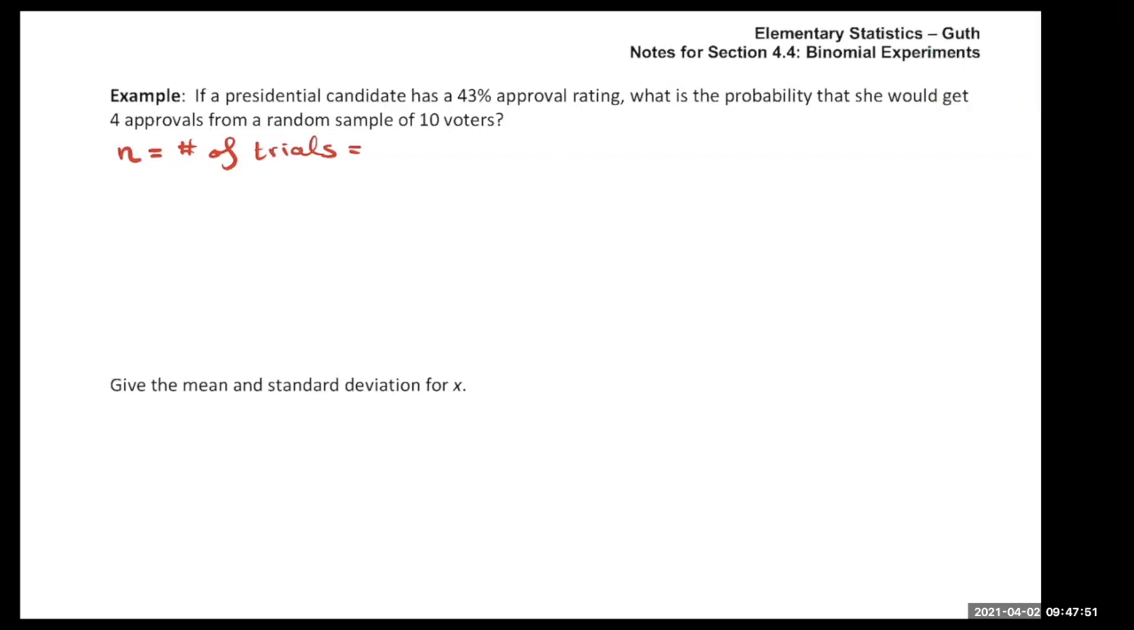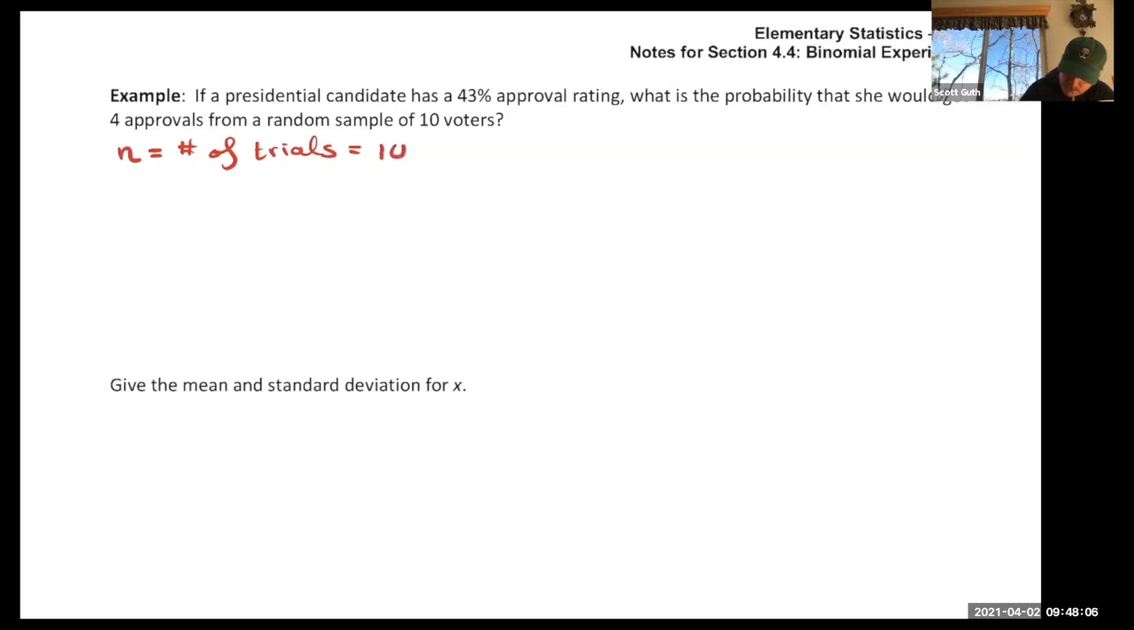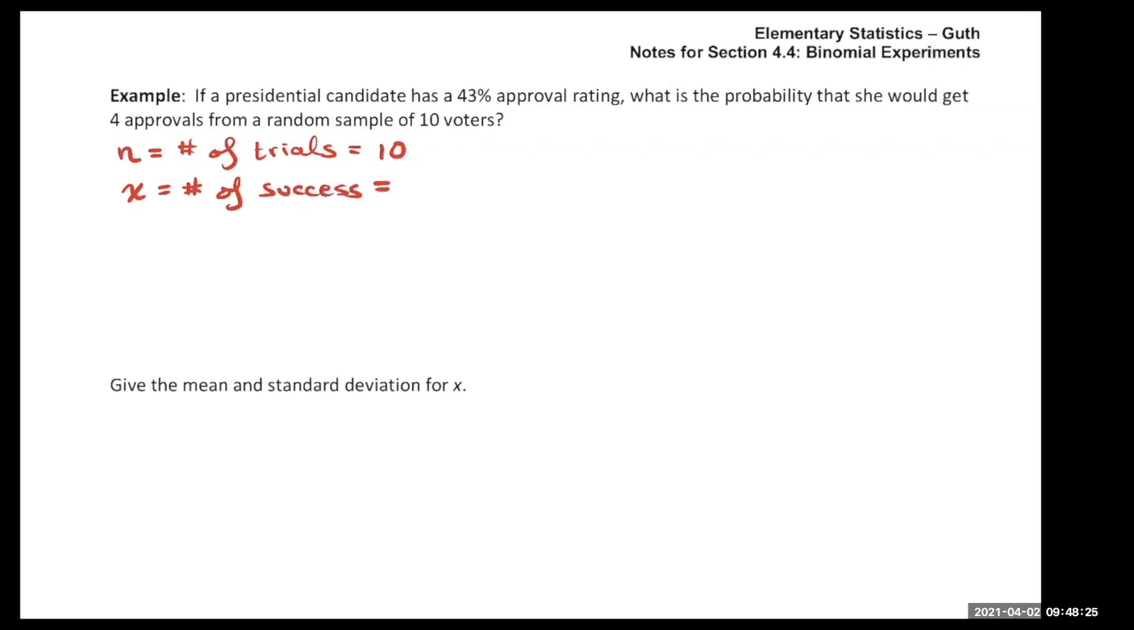Is it 20? How many voters are here? 10? Yeah, each voter is going to go one of 2 ways. They're either going to approve or they're not, right? Those are your trials, 10 trials altogether. Now, little x is the number of successes. How many successes are they asking for here? 4. Yeah, 4 approvals.